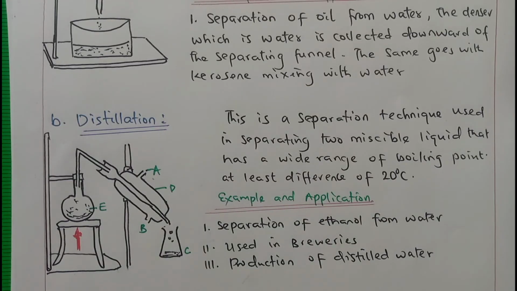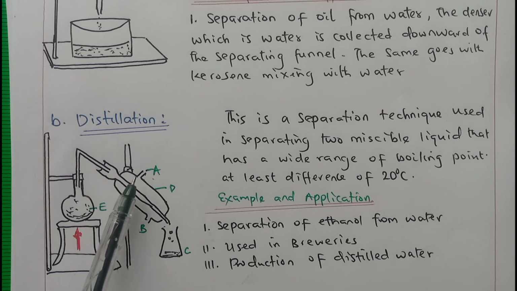Distillation is a separation technique that is used to separate two miscible liquids, but these ones have a wide range of boiling point, like 20 degrees Celsius and above. A is for water outlet, this is water inlet, this is a water tap. And when this is being heated, what happens here is that the liquid changes to gas and is collected through this leg, the condenser. Hope you get that.